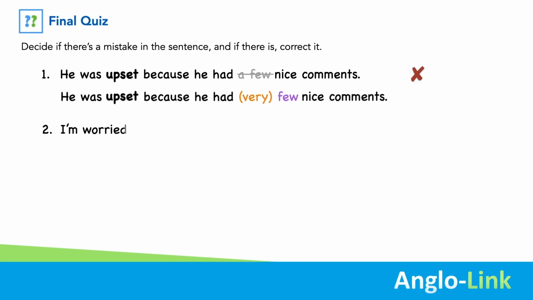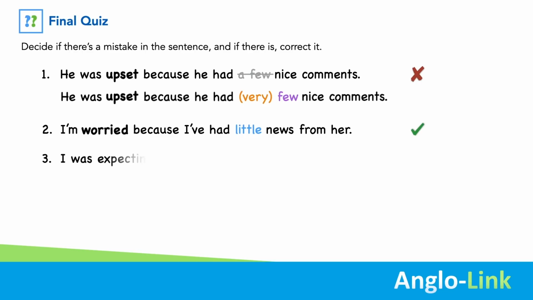Okay, moving on to number 2. I'm worried because I've had little news from her. Now that's correct because worry has a negative sense. Why? Because she has not had much news, and the opposite of much is indeed little.